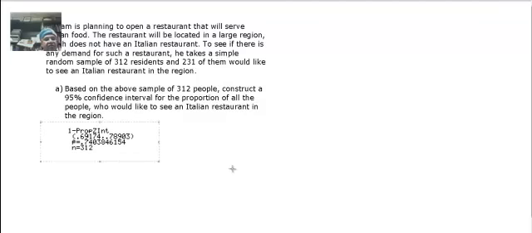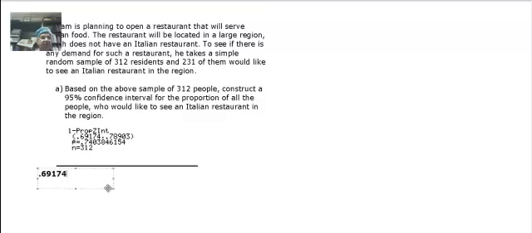Now notice this. This number 0.74 is simply 231 divided by 312, right? Am I clear? And the interval is simply these values, right? And the end points are 0.69174, and here we got 0.78903.